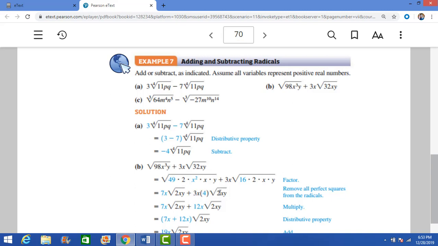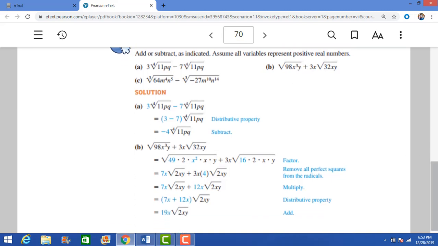And look, now we have a common radical. So now we could factor out this common radical, and now we've got this. And so now we can combine like terms here, and we get what? We get 19x times this, and we're done, because we can't simplify it any further.